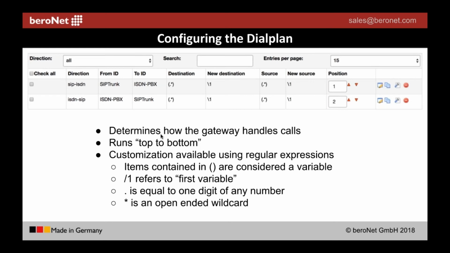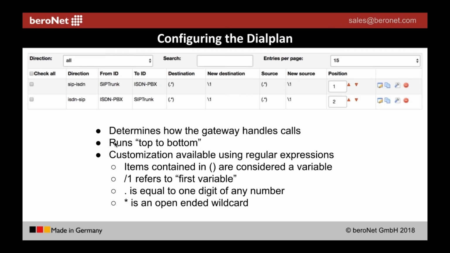Now, some things to note about the Dialplan: it determines how the gateway handles calls. So you might have set up the SIP trunk, and you may have set up the grouping, but if you don't set up a Dialplan, nothing's going to happen. That's an easy mistake to make, especially if you're doing it over and over again. You just assume it's there sometimes, and then you forget the Dialplan, and it doesn't work. But oftentimes, the first thing you're going to do in troubleshooting is make sure you have a Dialplan.